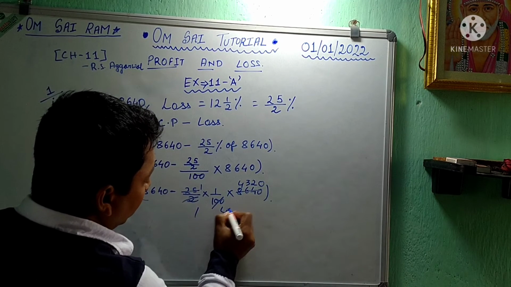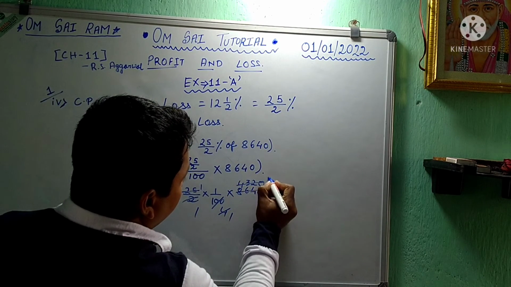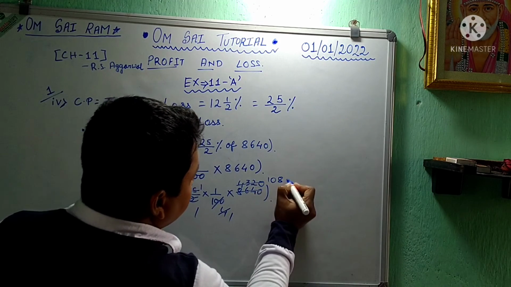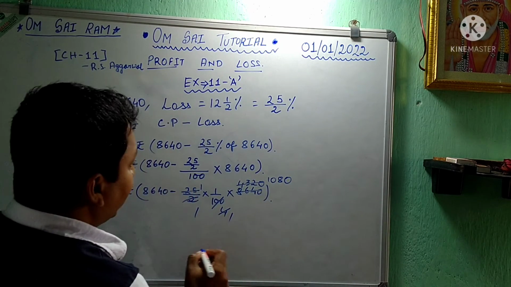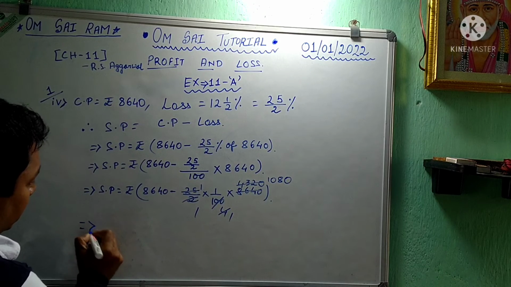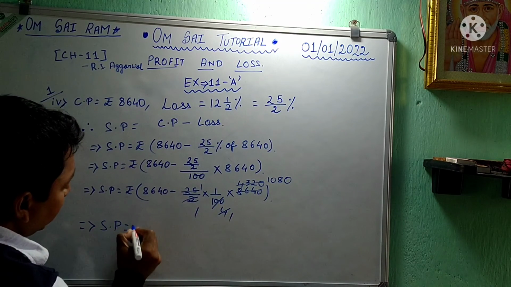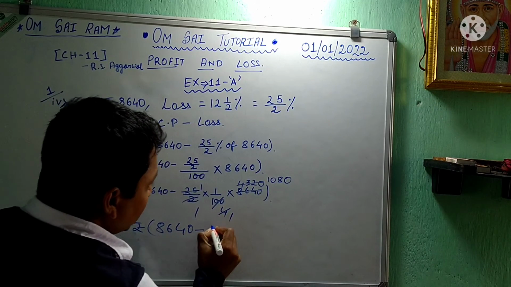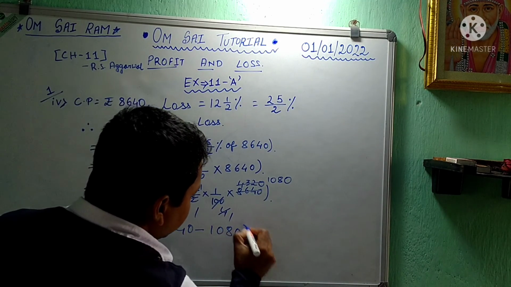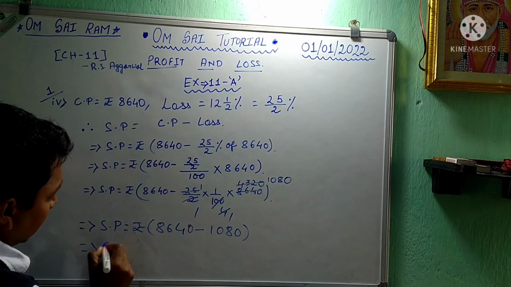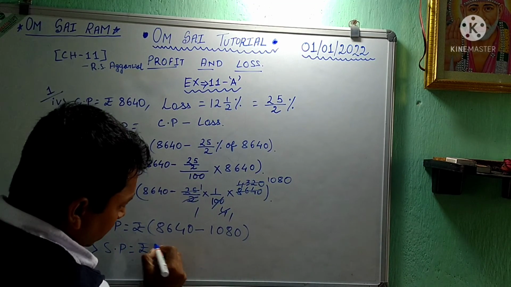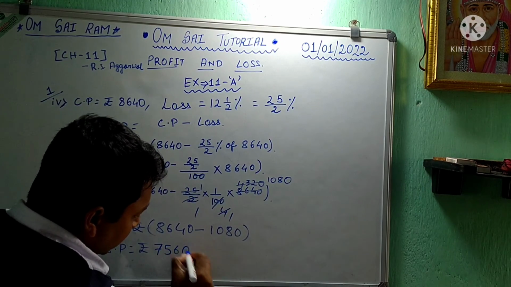Now we will divide it by 4. 4 ones are 4 and here also 4 ones are 4, 0, then 4 eights are 32 and 0. So now we are left with 1080. The selling price would be rupees 8640 minus 1080, and our final answer is rupees 7560.